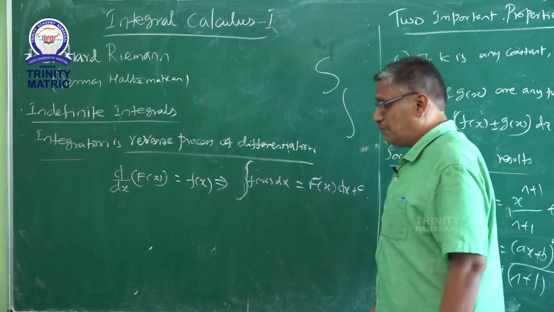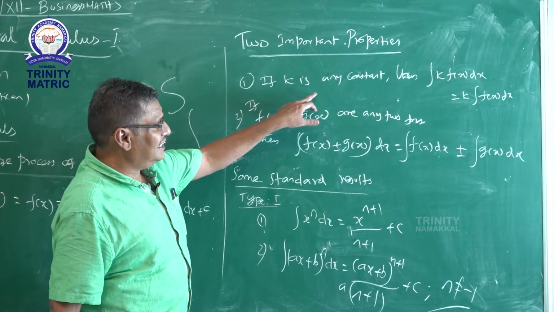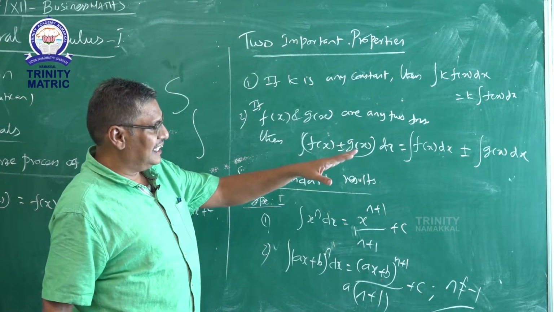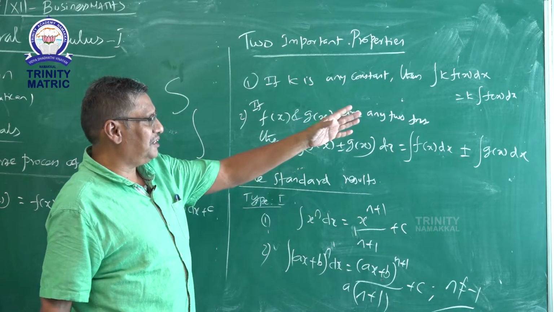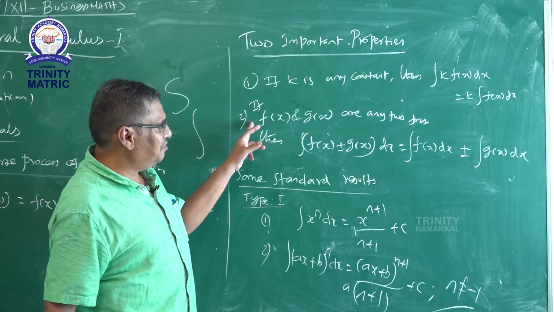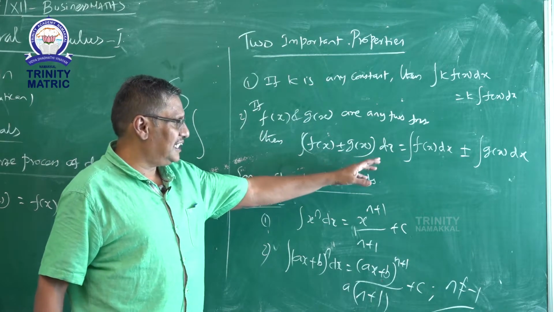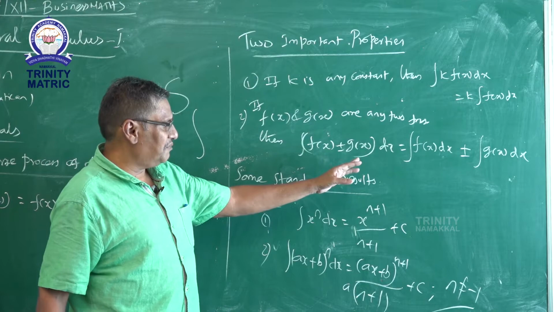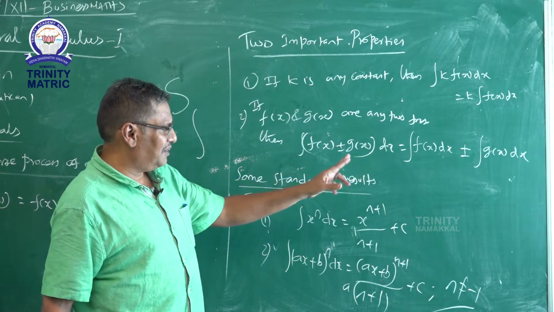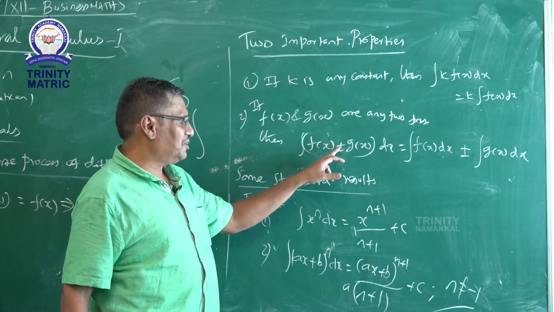There are two important properties here. What are they? If k is any constant, then integration of k f of x dx is equal to k times the integration of f of x dx, where k is the coefficient of the function. So take that k out, then integrate the function. Then for the sum or difference of two functions, integration of f of x plus g of x dx can be integrated separately: integration of f of x dx plus integration of g of x dx. When it is minus, you put a minus. This is sum, this one is difference.